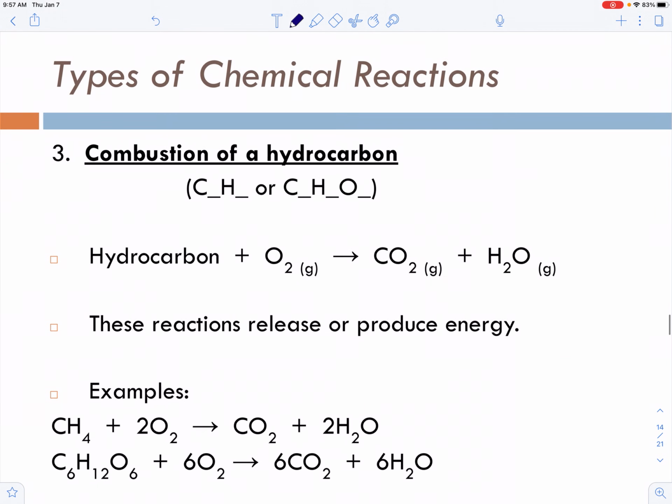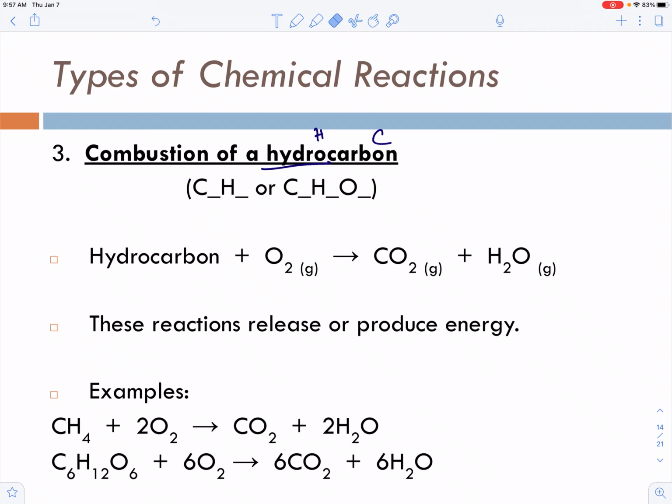All right. The next one we have is combustion. Now, synthesis and decomposition are pretty straightforward. Combustion requires a number of things to happen in order for it to be considered combustion. So in combustion, you have a hydrocarbon. A hydrocarbon is a compound that is formed of carbons and hydrogens. So there has to be carbons and hydrogens in order for it to be a hydrocarbon.